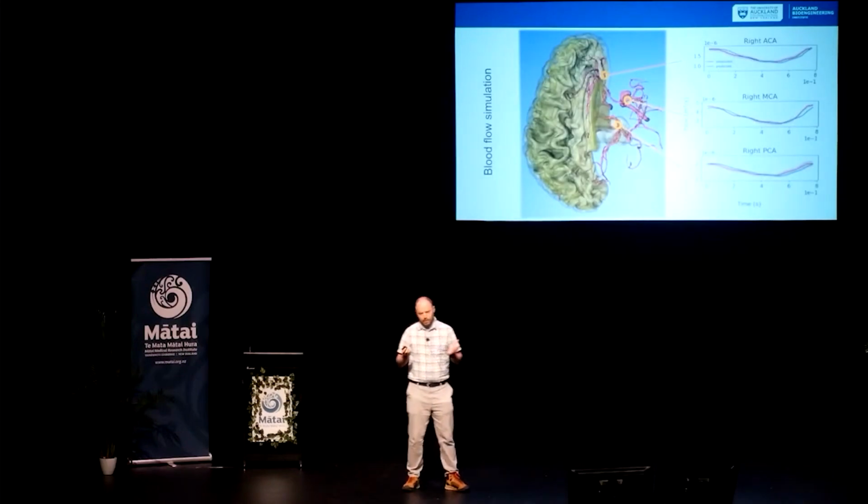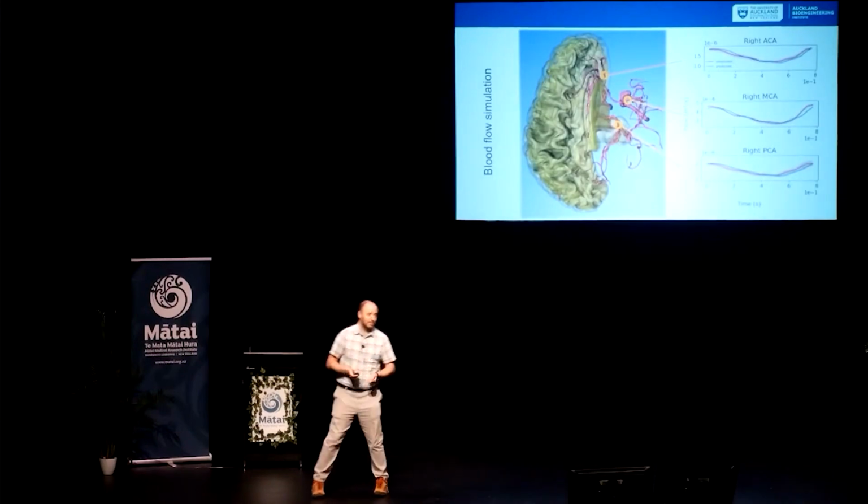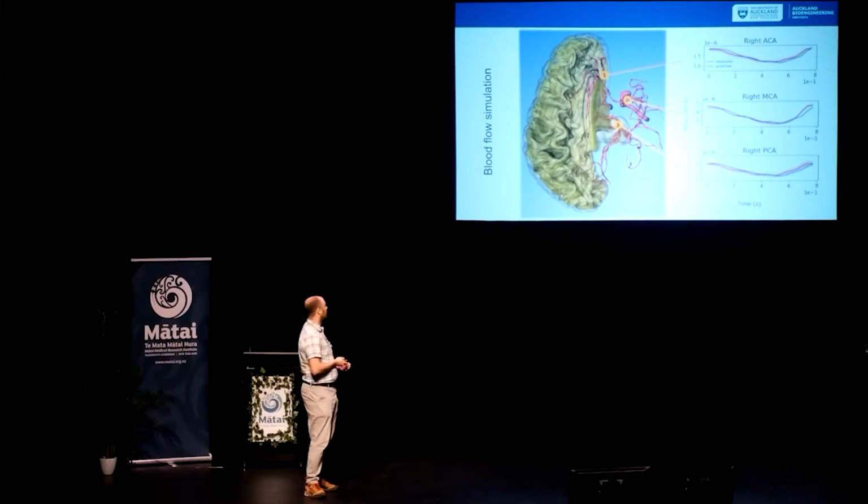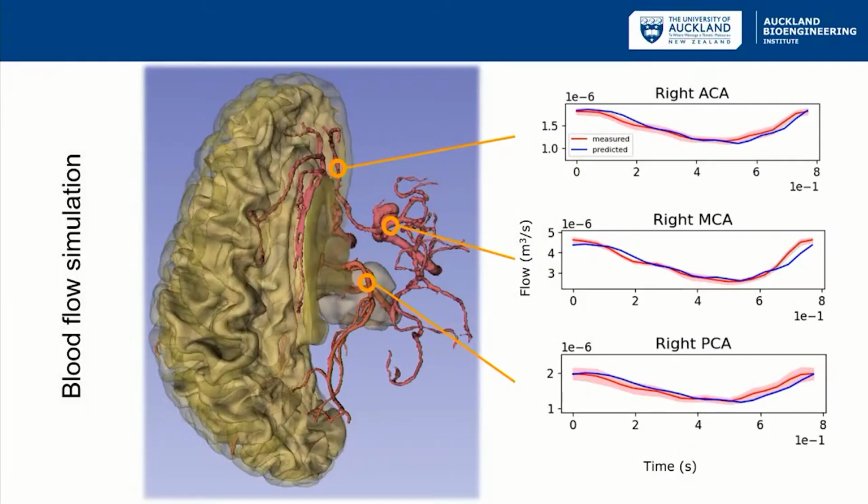And why do we want all of that? It makes a very cool image, but on top of that, by knowing the anatomy and knowing the vessels, we can now simulate, for instance, how your blood perfuses your brain. Here you have in blue what our model predicts, and in red what is a real measurement. So we are quite happy with the precision of that.